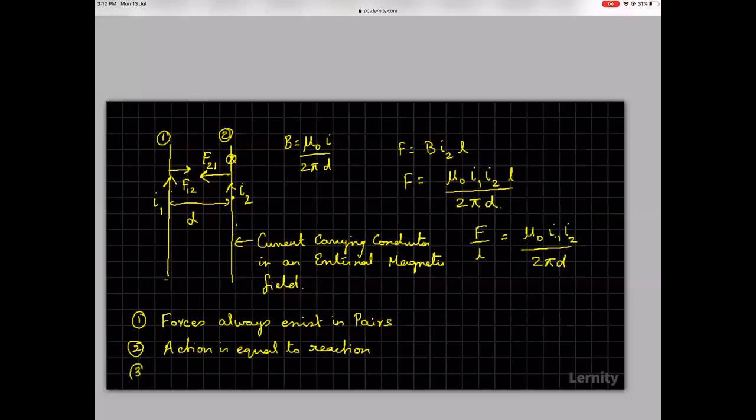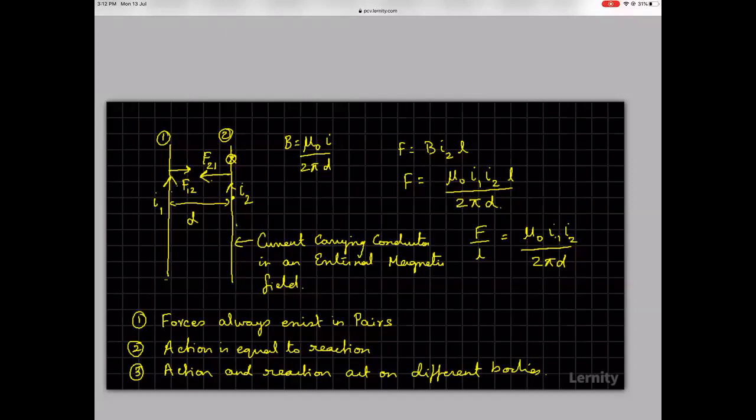And do you observe the third one, that action and reaction act on different bodies? Yeah, action and the reaction act on different bodies. There is one force on this one, there's another force on this one. Do you understand this? Can you make some notes?